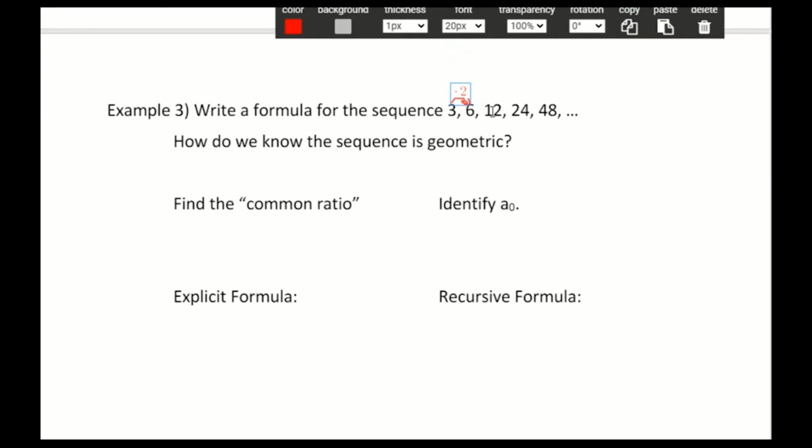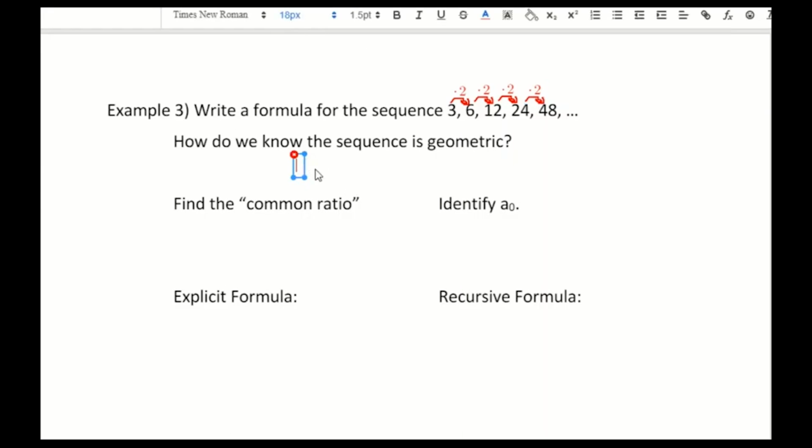Okay, so we're going to multiply by 2 for each one, right? 6 times 2 is 12. 12 times 2 is 24. 24 times 2 is 48, and so on. So since we're multiplying the same amount, we know that it's geometric. How do we know the sequence is geometric? Because there is a common ratio.